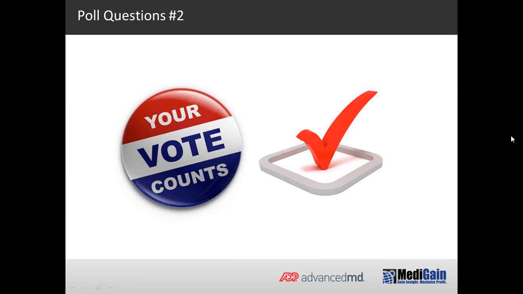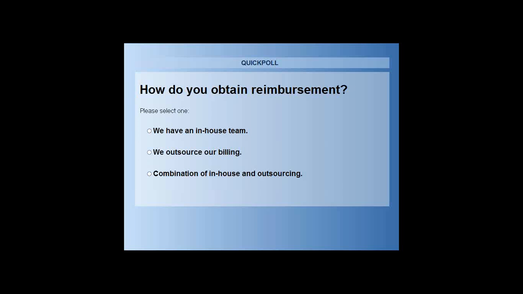We're going to do another quick poll here. So since it's all about the money, how do you obtain your reimbursement? We got three choices there. You have an in-house team, you outsource your billing, or you do a combination of in-house and outsourcing. Because as people see their reimbursements continue to decline, and when you look at the fully burdened cost of having a team with salaries, benefits, and everything, it's good to make that comparison between the two. So about 56 have voted, 69. We'll leave the polling open for about 10 more seconds.